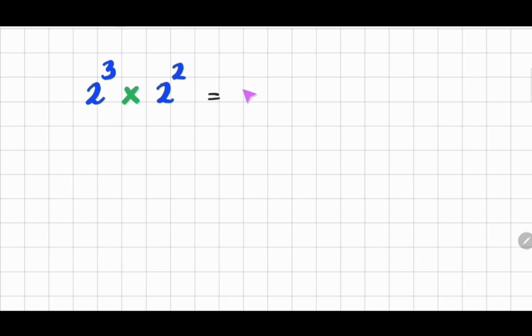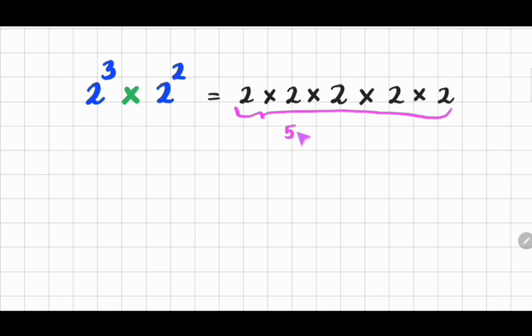2 cube means 3 2's multiplied together, and 2 squared means 2 2's multiplied together. So in total, 5 times. We can write this in exponential form as 2 power 5, and write 5 as 3 plus 2.